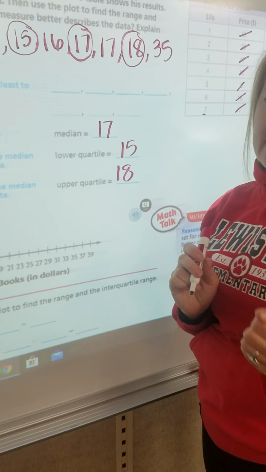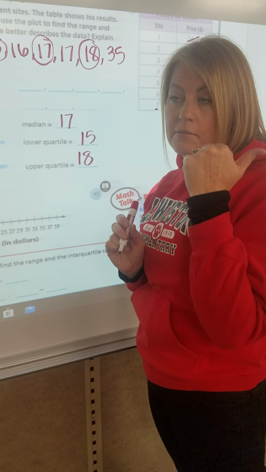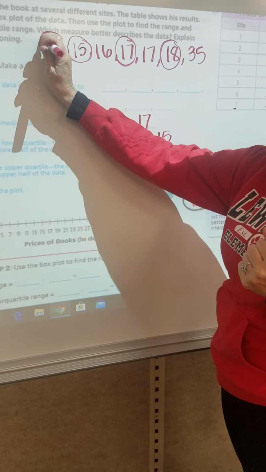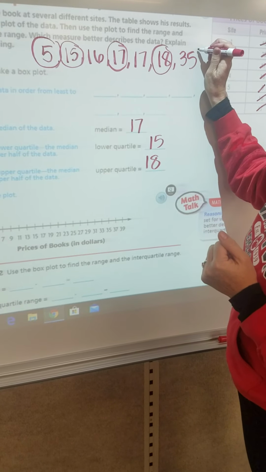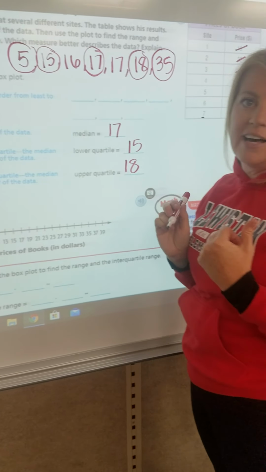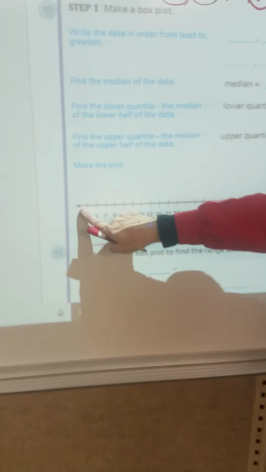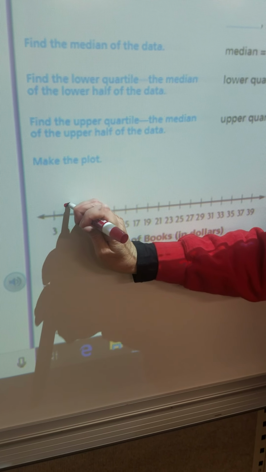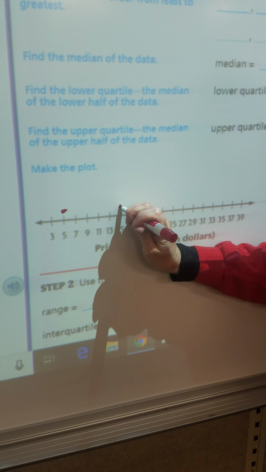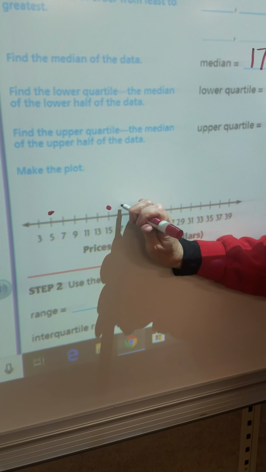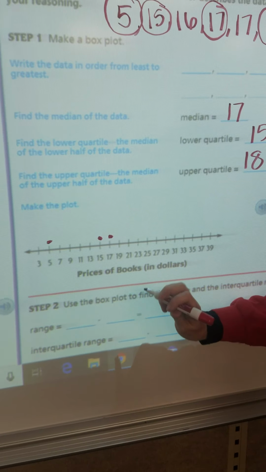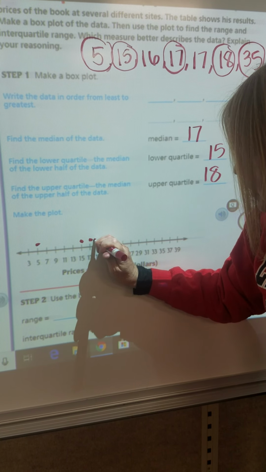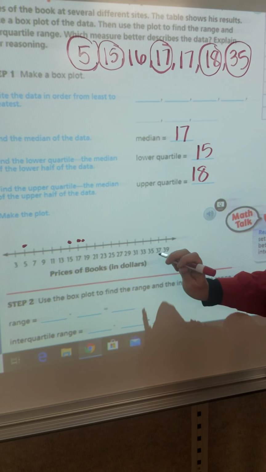And then I need my largest value and my smallest. So we're also going to use the 5 to draw our box plot and the 35. There's my 5 values. Okay, so I go down to my number line. We're going to put a dot on 5, a dot on 15, a dot on 17. Ooh, that's pretty close together. A dot on 18. Ooh, super close together. And then a dot on 35.